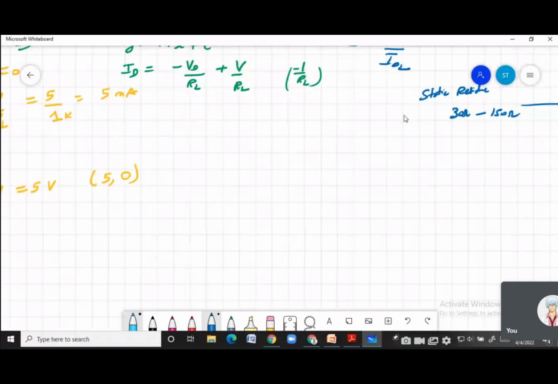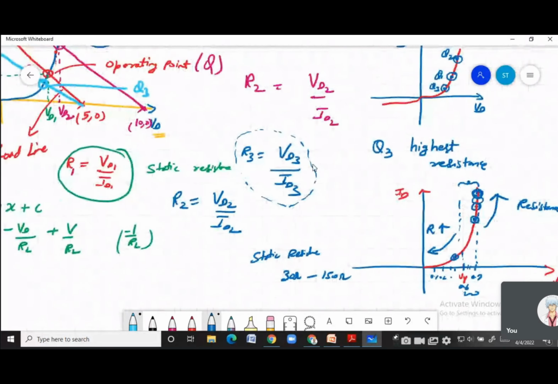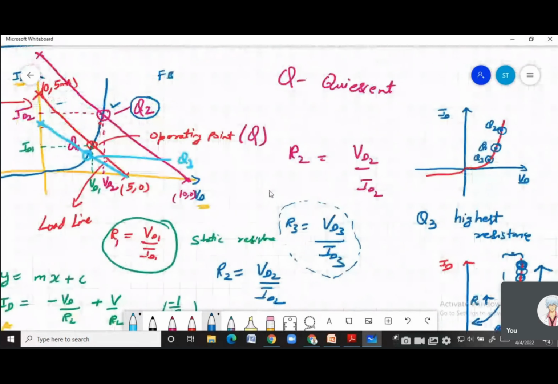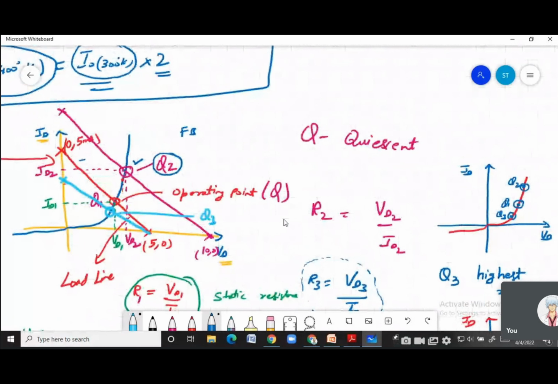Sir, if we see the lines of Q2 and Q3, then they are parallel, and it means that their slope will be equal. Then why do they have different resistances? Because we have seen that slope equals to -1 upon static resistance. Yes.